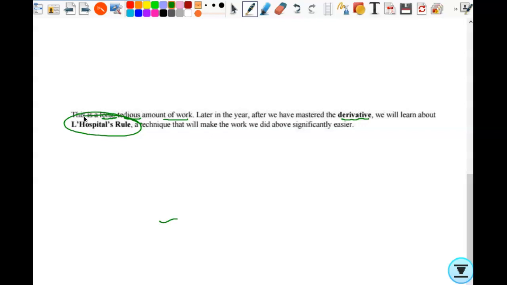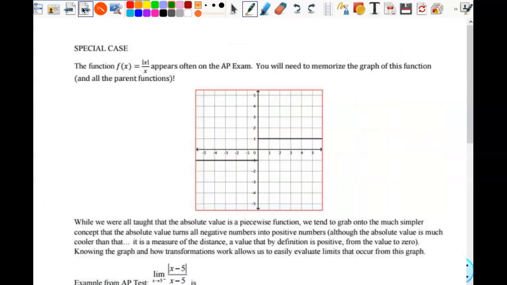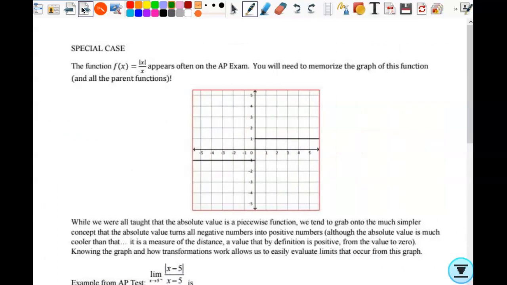Y'all just want to do it? No, we'll come back. If we have time, I'll do it for those that want. Whoever said yes, if you said yes, it's because you love math and you just want to do it. I get it. Okay, so let's look at the special case.